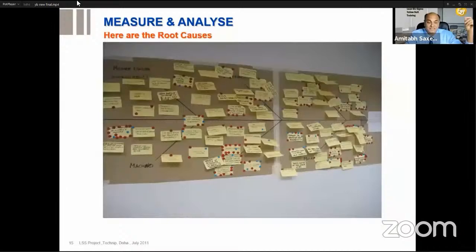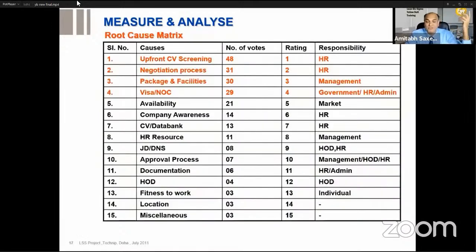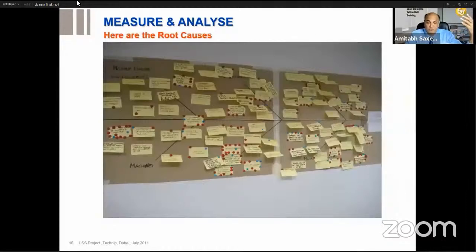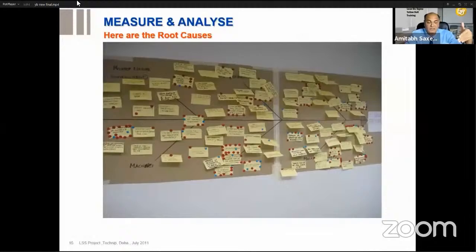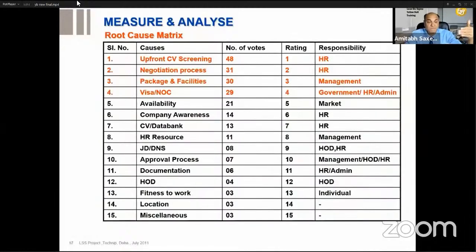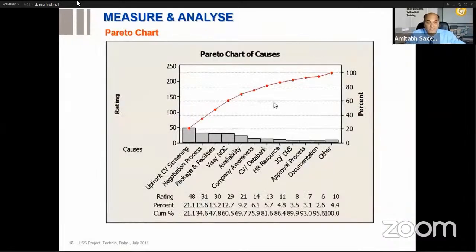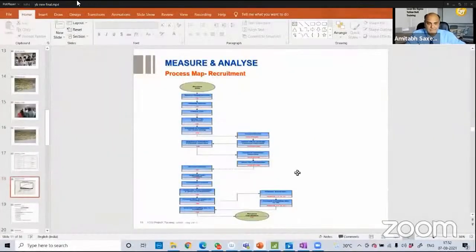And then after that, I do a Pareto. I list down all the things. First I vote. I ask people to vote on it. People have voted. I list down all the votes in descending order, which is occurring most of the time. Okay, these are occurring most of the time. And I do a Pareto chart. How it is done, let me also show you in Minitab.